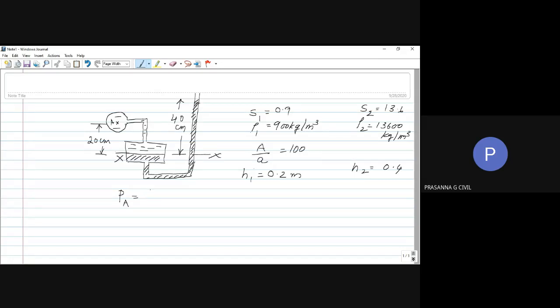PA is A by a into H2 rho 2 G, sorry, minus rho 1 G, plus H2 rho 2 G minus H1 rho 1 G. Calculate and tell the answer. Finally, it will become H2 rho 2 G minus H1 rho 1 G.